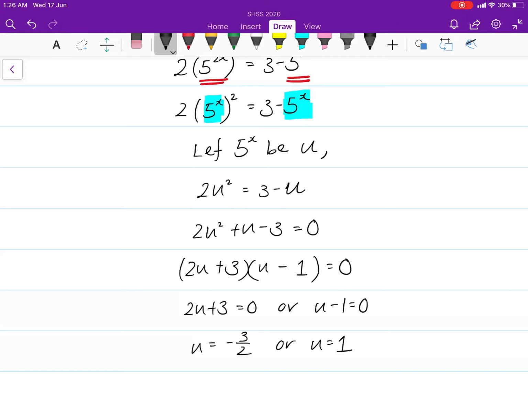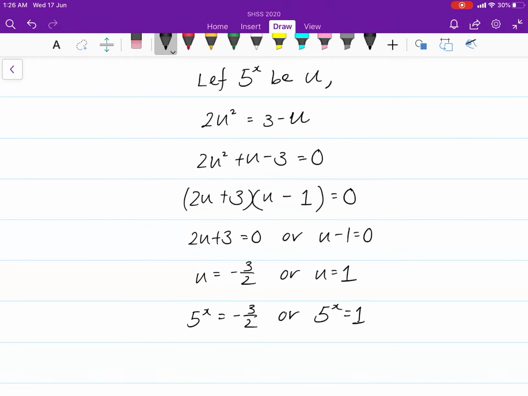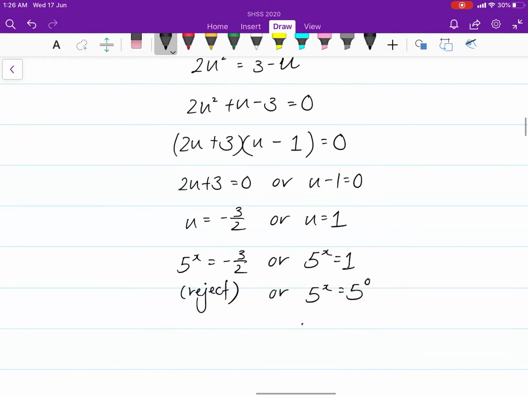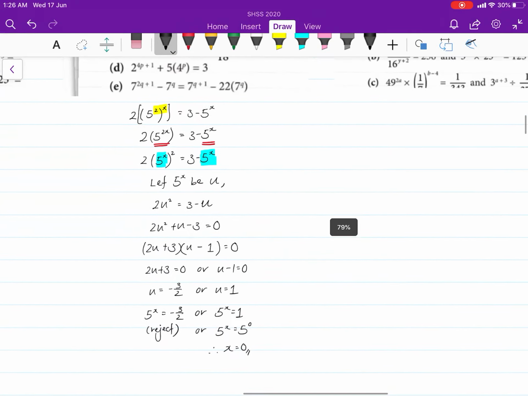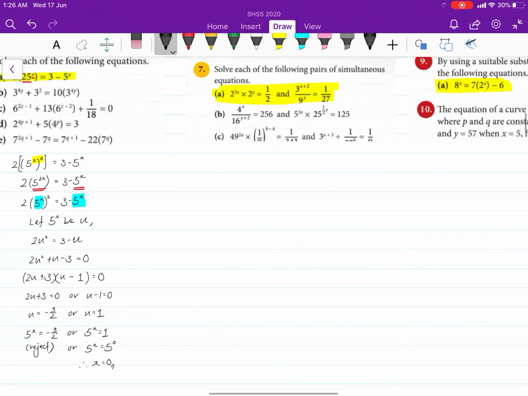I need to substitute back 5 to the power of x as u. So 5 to the power of x is negative 3 over 2, or 5 to the power of x is equals to 1. Now 5 to the power of x cannot be a negative number, so I reject. Or, now 5 to the power of x, now I need to change 1 back into 5 to the power of 0. From here, we know x is equals to 0. And there's only one answer where x is equals to 0. And that's question 6a. Let's take a look at question 7a.